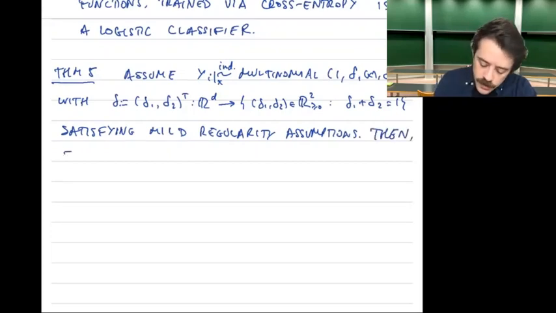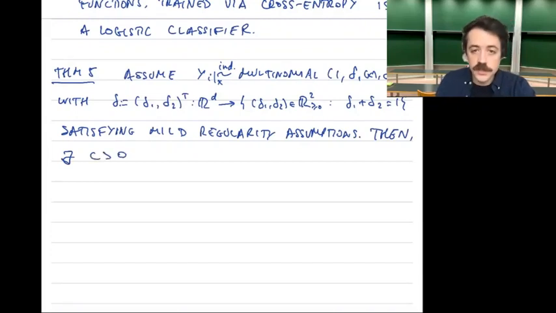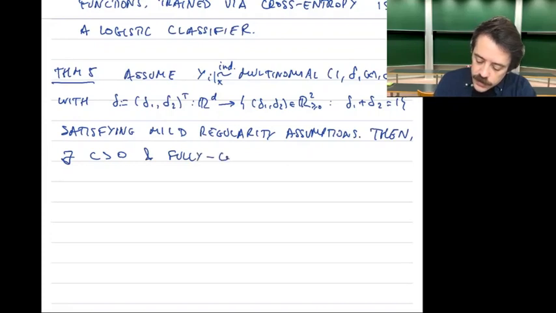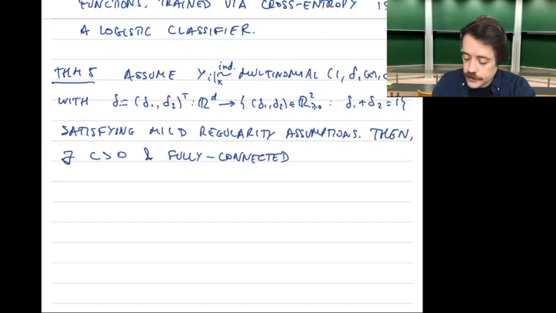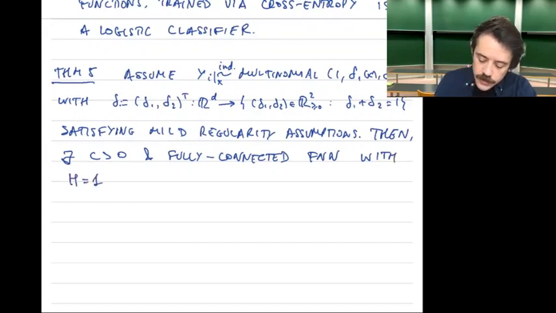Then there exists a positive constant and a fully connected feed-forward neural network that is shallow. So what do I mean by shallow? I mean that it only has 1 hidden layer. So let's call this shallow.